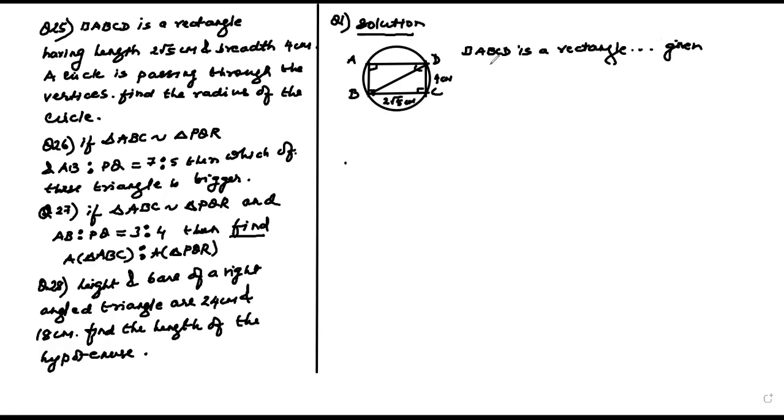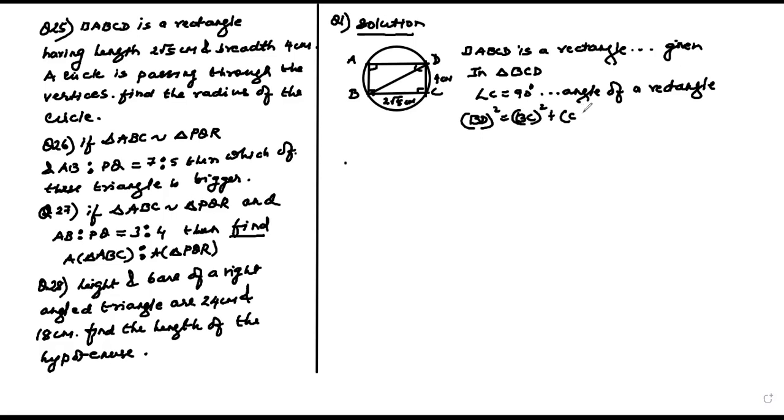Quadrilateral ABCD is a rectangle. Therefore, now I'm going to take this triangle BCD. In triangle BCD, angle C is 90 degree, angle of a rectangle. That means when one angle of a triangle is a right angle, children, the triangle is a right angle triangle. That means I can use Pythagoras theorem. What is Pythagoras theorem? BD square equal BC square plus CD square, by Pythagoras theorem.